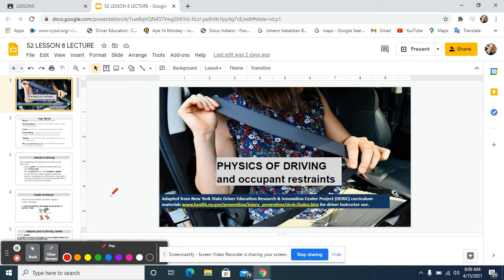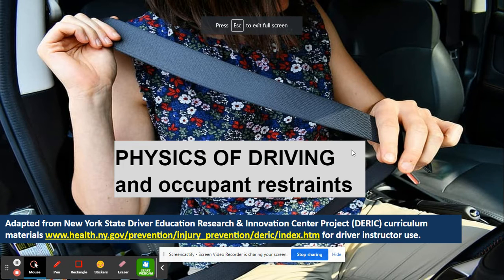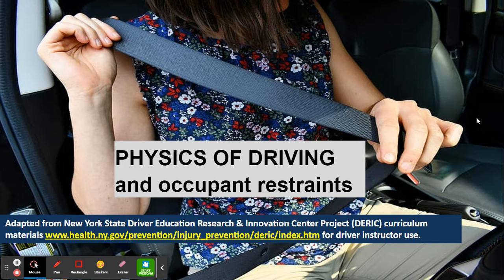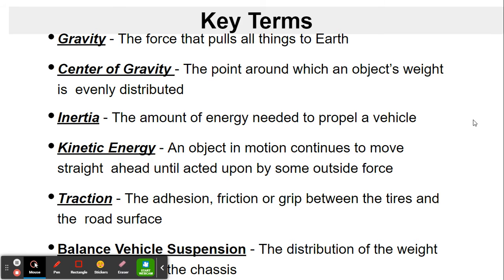Okay, folks, we are entering lesson number 8. Let me get to the present mode. And now we're entering into the physics of driving. And of course, along with physics means inertia. And that is all about restraining ourselves in our vehicle to prevent ourselves from getting injured in a collision. So let's get started with this.